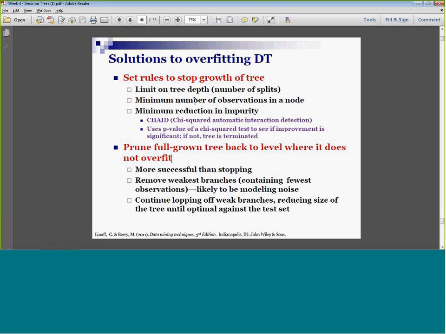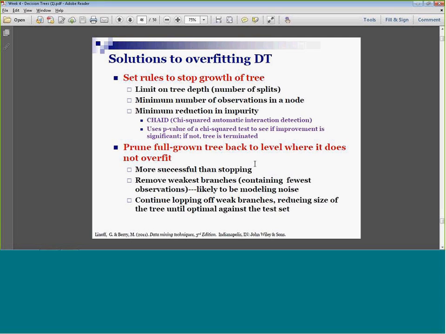But let's say you don't, and it goes all the way to the bottom, and now you find out, oh my God, I built a tree that's way overfit. What do you do? Well, you sort of back it up. You start going back and removing some of the splits, the branches that have the fewest observations. And you back it up, and then say, test that tree. Is that any better? Test that tree, test that tree. So you continue lopping off the weak branches, reducing the size of the tree until you sort of back into optimality. You'll see that SAS has some really good features to help you with that.